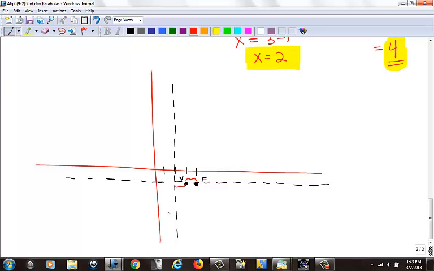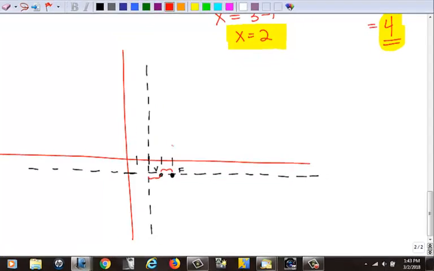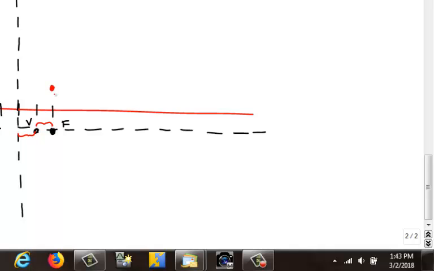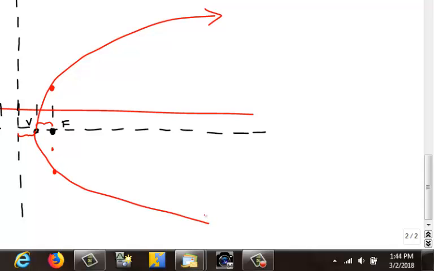Then we've got the focus. The latus rectum is 4. It goes from the focus, and it's 4, so it's got to be 2 up. So we go up 1, 2, and put a point, and down 1, 2, and put a point. And it opens to the right. And that's what they're asking for in the graph. I'm going to stop there for a minute.